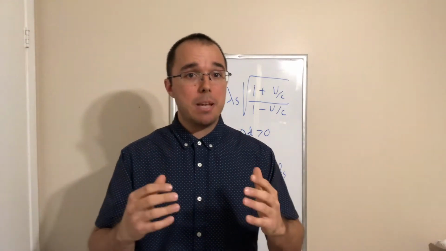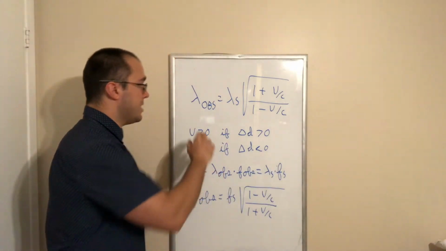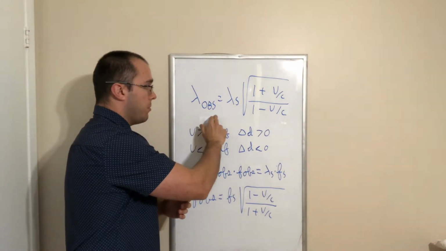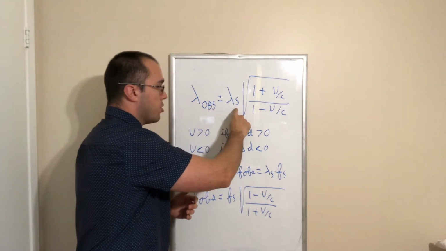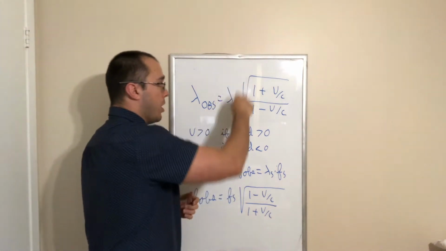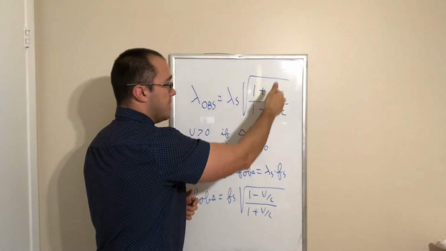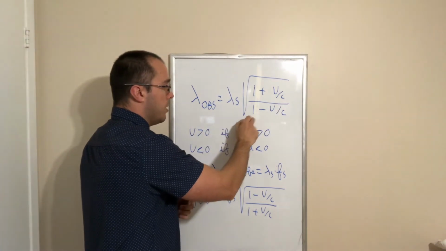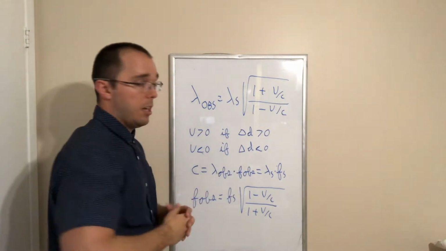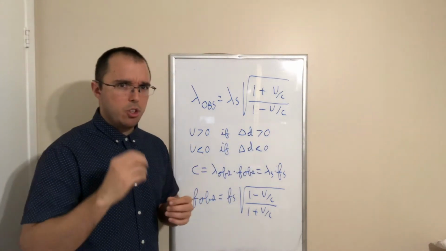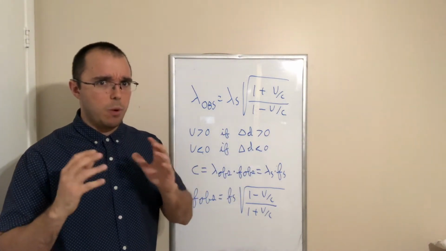All right, so mathematically, it can be expressed using this formula for the wavelength. The wavelength observed is equal to the wavelength at the source, multiplied by the square root of (1 plus velocity divided by the speed of light) divided by (1 minus the velocity divided by the speed of light). So fairly simple. It's really similar to the Doppler formula in the sound wave section.